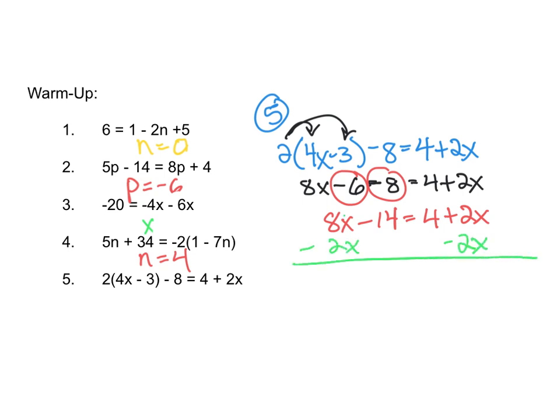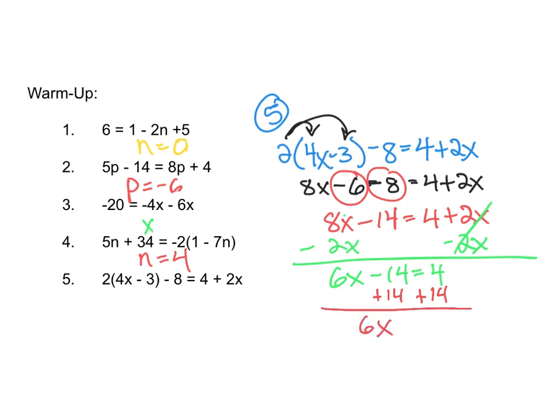8 minus 2 is 6. We still have minus 14. The positive and negative 2x go away. Now negative 14 wants to be over here with his friend. So how do I move a negative 14? I'm going to add 14 to both sides.